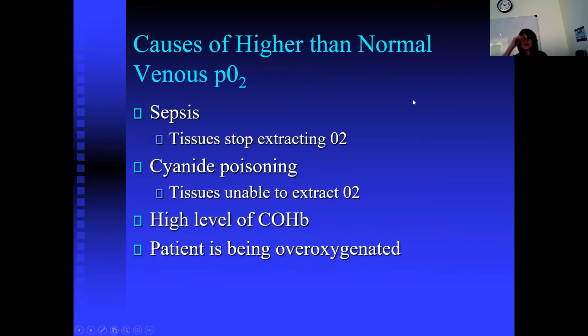And sometimes the cells don't extract any oxygen because of severe sepsis. Cyanide poisoning poisons cells so that oxygen can't be utilized. If there's a high amount of carboxyhemoglobin, the cells will not release their oxygen to the tissues. And one more, that if the patient is being over-oxygenated, their venous PO2 will be high.